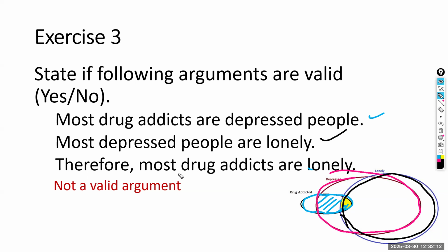Now look at this. Drug addicts are blue. Lonely is black. Do you see that most of the drug addicts are in black? No, most of the drug addicts are not in black. If the conclusion were correct, most of these guys in blue must be in black. But I managed to draw this satisfying these two premises, but not satisfying the conclusion.